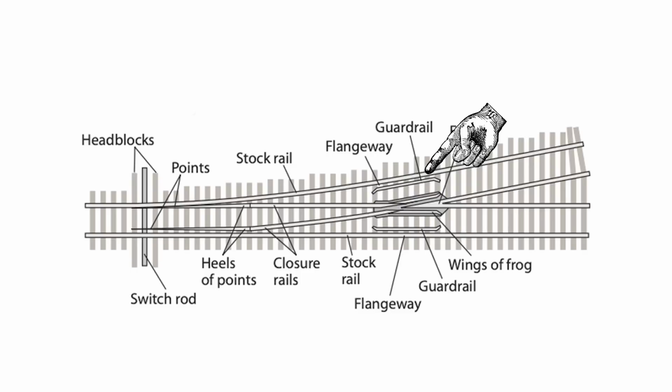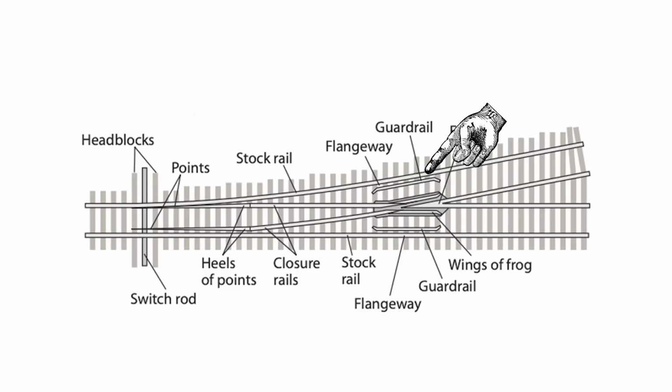On either side of the frog is a rail up against the stock rail that creates a flangeway between the guardrail and the stock rail, which prevents the wheels from taking the wrong route as they go through the frog. It's called picking the frog, where a wheel takes the wrong route and the whole train derails. So in order to prevent that, there's a guardrail here that holds the wheel in place by pressing up against the back of the wheel.